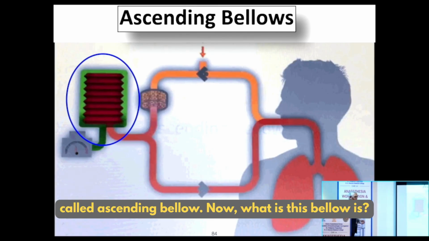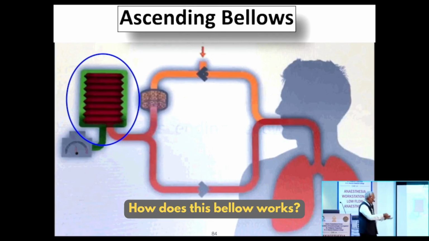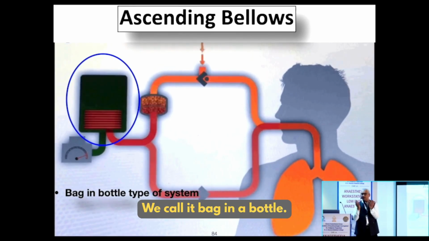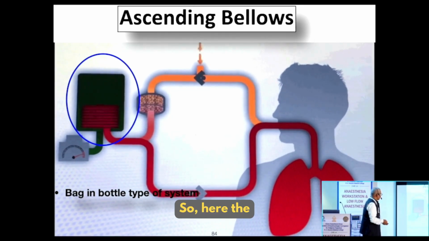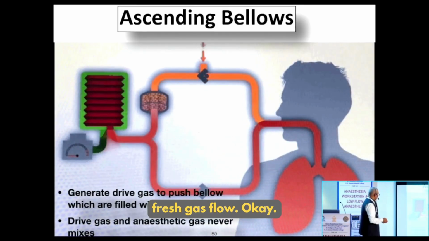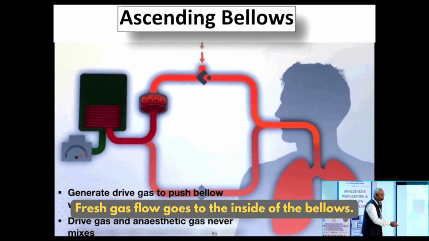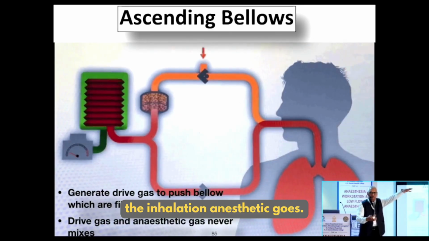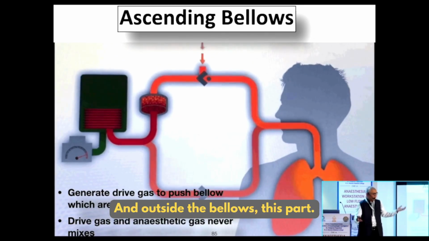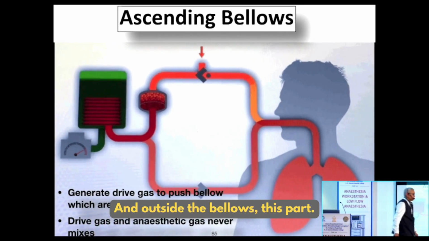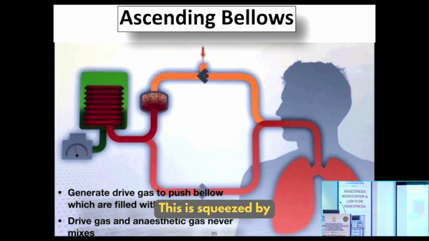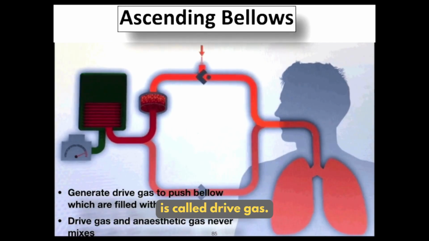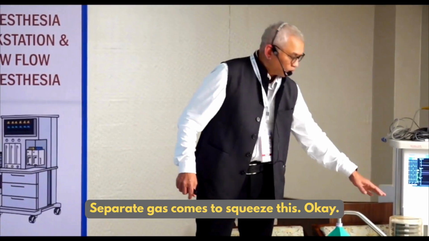Now how does this bellow work? Basically it is a bag in a bottle type of device. We call it bag in a bottle. Here the fresh gas flow, the inhalation anesthetic, goes to the inside of the bellows. And the outside of the bellows is squeezed by a separate gas, which is called drive gas.